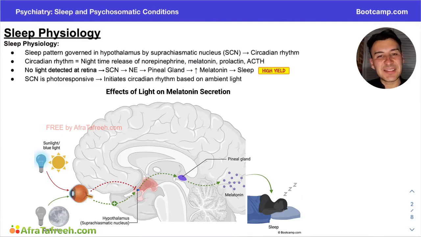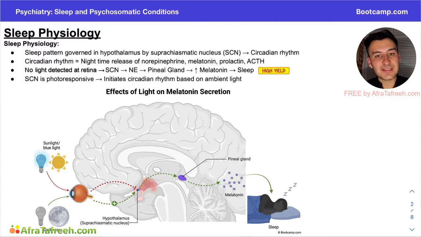All right, guys, let's get busy talking about sleep physiology here. The important thing to know is that this is going to be all about light and certain brain structures. So let's go ahead and dive into it. This here is the sun, and it represents light in my scenario. This can be natural light or it can be artificial light.